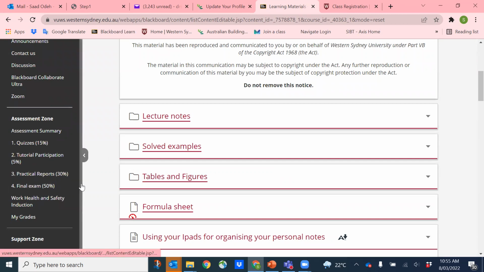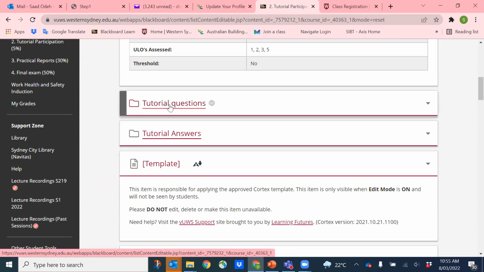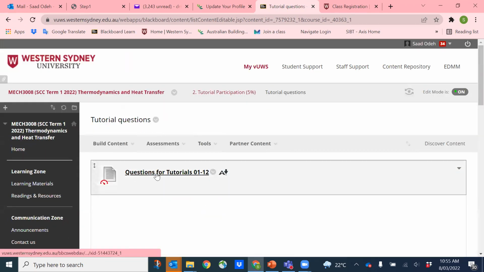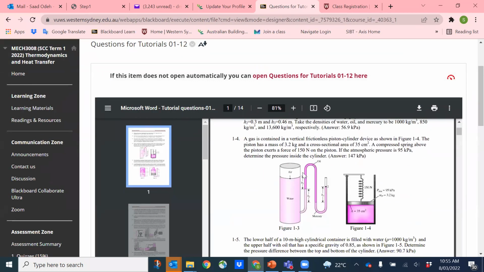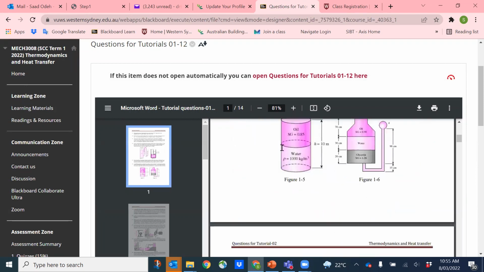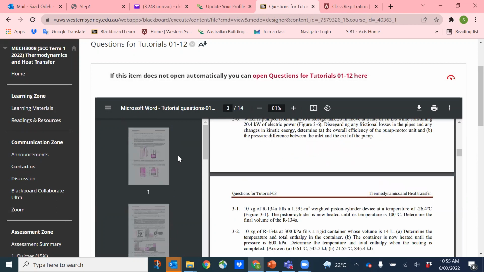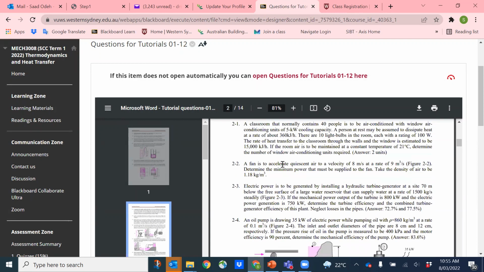Also, probably the practical reports you can find here, and the tutorial participation. In the tutorial here, if you click on the tutorial, you'll find tutorial questions. So it's all in one document for the whole session. You can download this document, and it has the tutorial questions for every week. For example, this is for week 1, tutorial 1, and then tutorial 2, and so on. So just in one document, you can download it and solve it week by week.